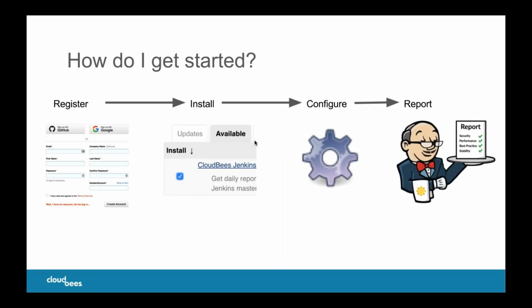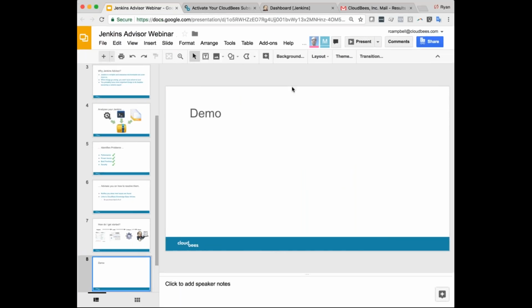So how do you get started? How do you start using Jenkins Advisor? Well, there are four steps. You start with registering for an account, you install the plugin, you configure it, and then you get a report. And so I'm going to walk you through that real quick. So let's go on to our demo here. Hopefully you can still see everything.